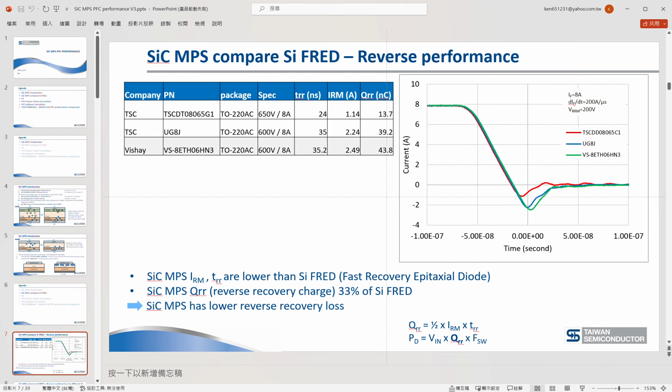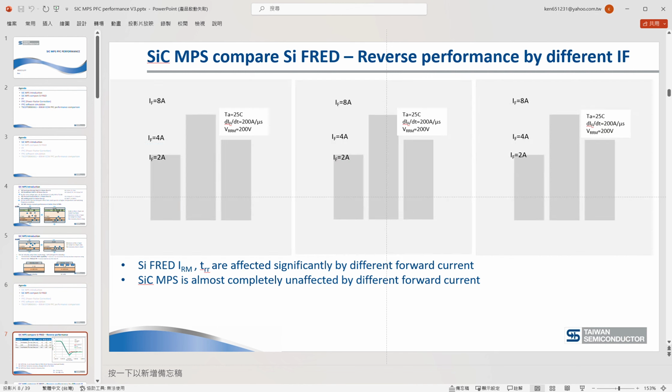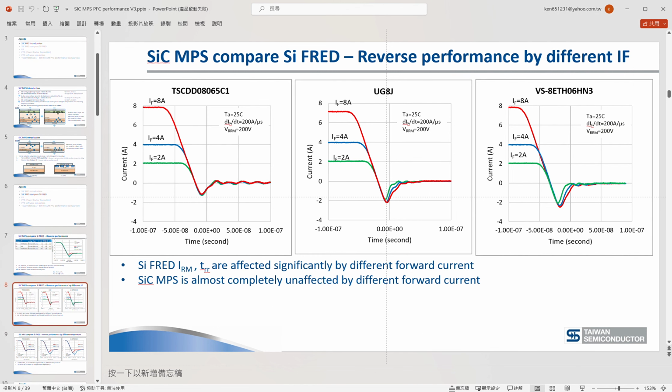The red line is the TSC silicon carbide MPS. The silicon carbide MPS's IRM and TRR are much lower than the silicon-based FREDs. The silicon carbide MPS QRR is only 33% of silicon-based FRED. It means silicon carbide MPS has lower reverse recovery loss. And we apply different forward currents to see the comparison result. This is the TSC FRED.